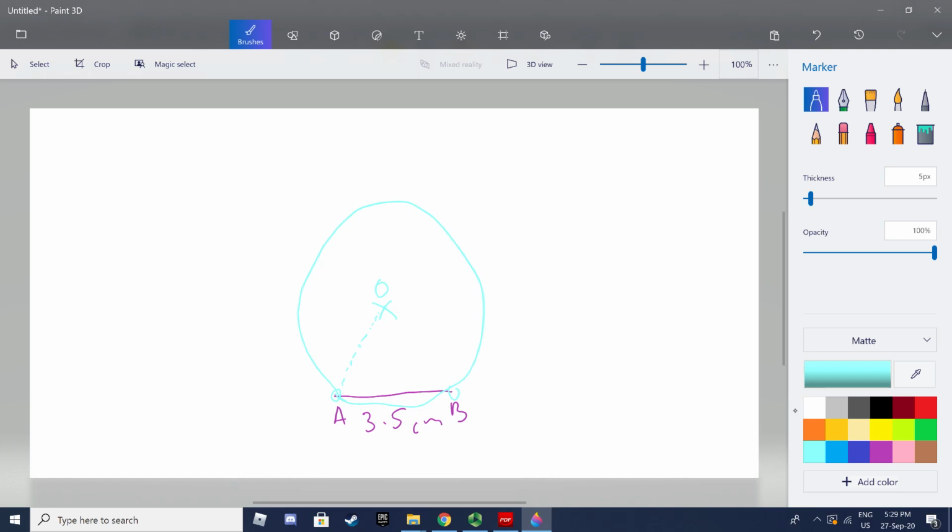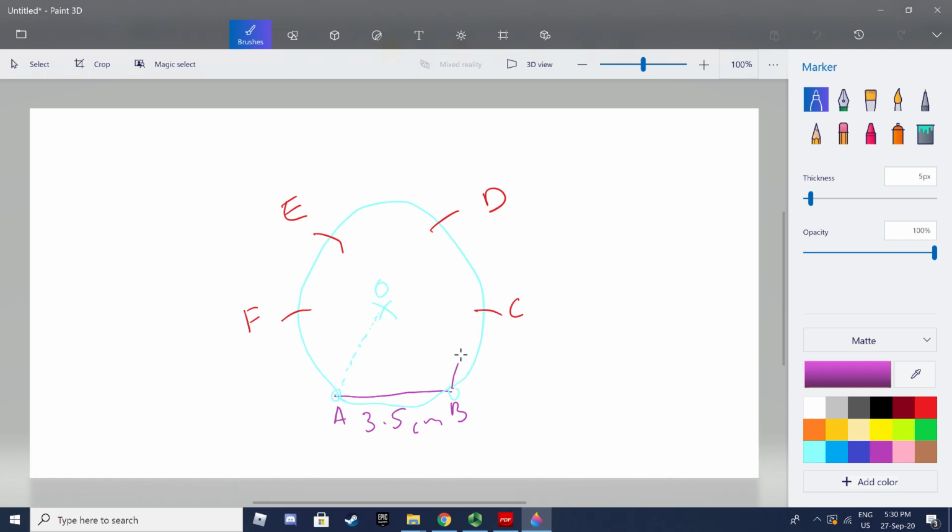And then from point B, opening the same 3.5 cm, you mark it once. From this point, let's say this is point C, and from point C you mark once, having the same distance, this is point D. Then from point D you mark here, E. And then from point E to here, this is point F. So that you can have the points, and then you connect them.